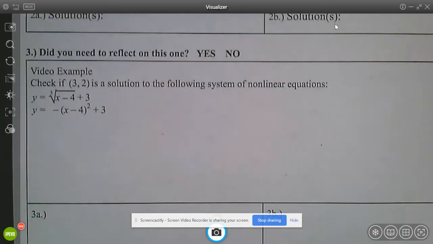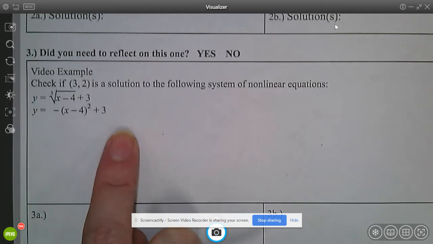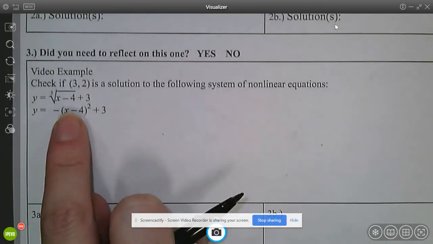Okay, this is the video example for number 3. So the expectation is that you are listening to me and that you are recording and practicing doing this kind of problem on your reflection sheet. So you don't have to graph these.